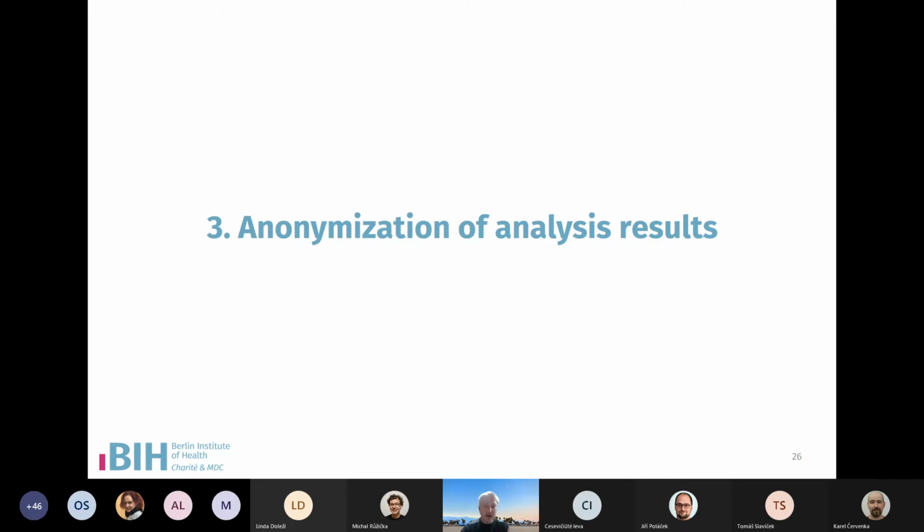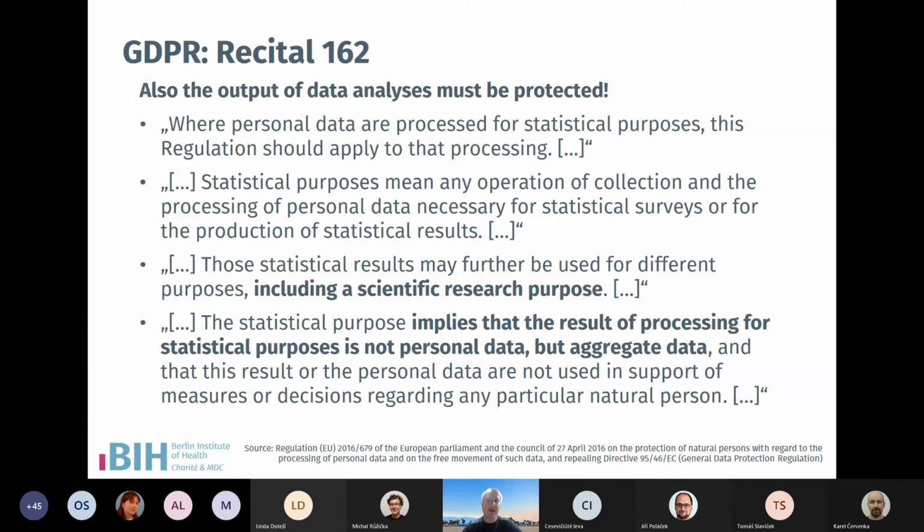Now, part 3 would be talking about the anonymization of analysis results, starting again with a look into the GDPR. The interesting thing here is that recital 162, as an example, shows that the GDPR also says that the results of analysis must be protected, which of course intuitively makes sense. Whenever data is processed for statistical purposes, and statistical purposes of course also include scientific research, which is one of the legal bases under which you can process data under the GDPR, it also assumes that the result of such processing is basically not personal data anymore, but aggregated data, and aggregate data is also supposed to be anonymous data.